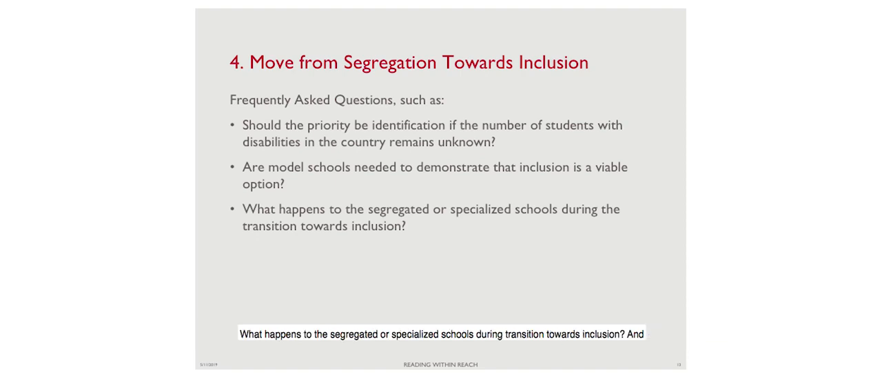What happens to the segregated or specialized schools during the transition towards inclusion? And you'll find in the toolkit that we talk about the difference between segregated schools and specialized schools. Very broadly, a segregated school is really sort of a holding pen sometimes, at least that's what I've seen in Western Africa, where you just send kids who have different abilities and they kind of just sit there and there's somebody to maybe give them a glass of water once in a while, but there's no learning going on.